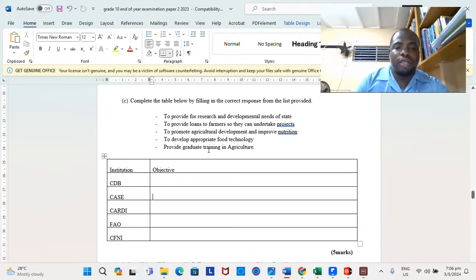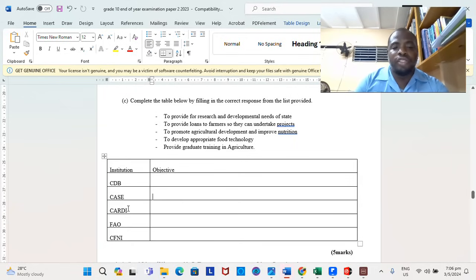Next, in Jamaica, the College of Agriculture, Science and Education, CASE. It provides graduate training in agriculture. Located in Paisley Gardens, Portland. Portland is the parish of the breathtaking sights. Yes.